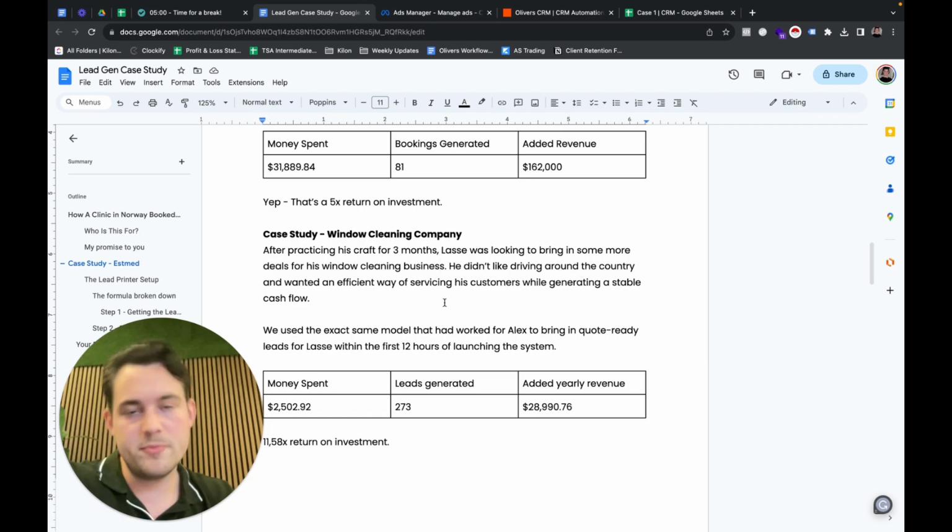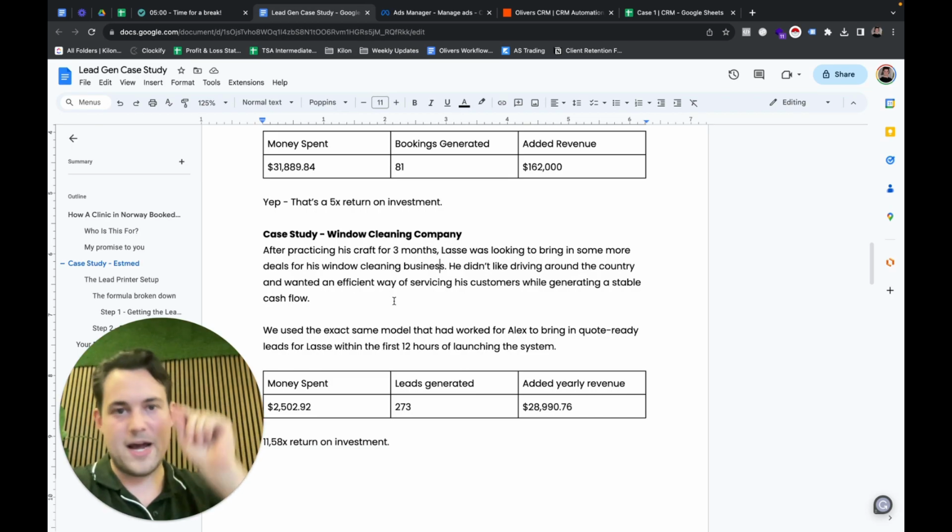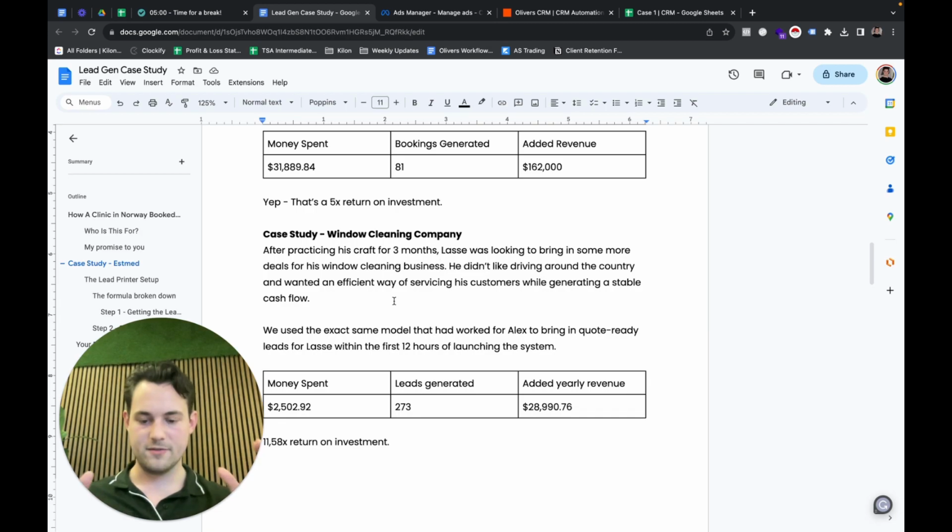So he wanted to be able to give out more quotes more consistently, right? He didn't really like driving around the country and wanted an efficient way of servicing his customers while generating a stable cash flow. So a lot of time here goes lost when he has to go around from house to house, right? Because if the route is not packed, so to say, a lot of time is just wasted driving where he could be making money, right?